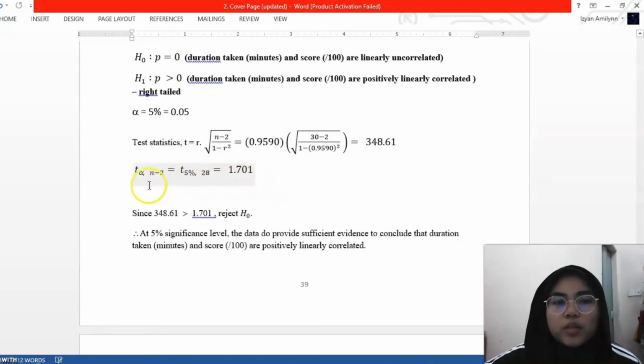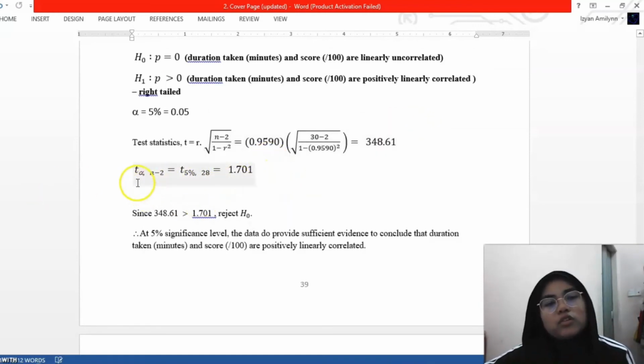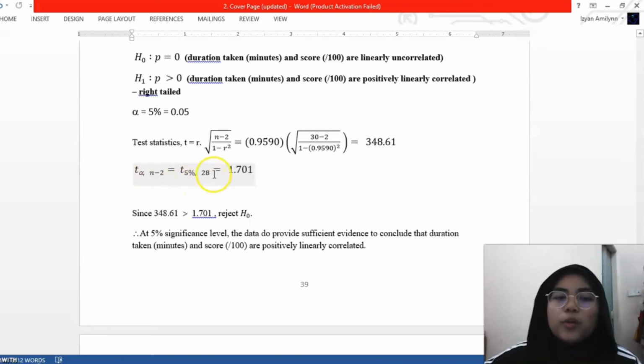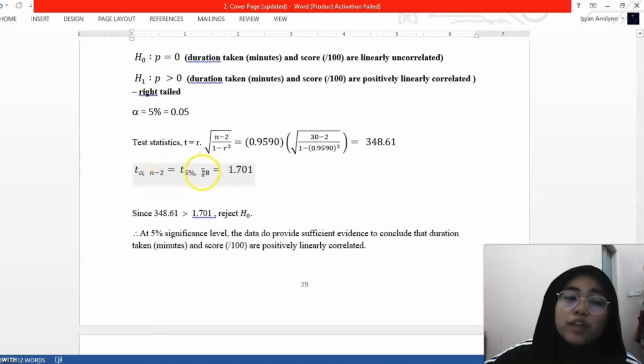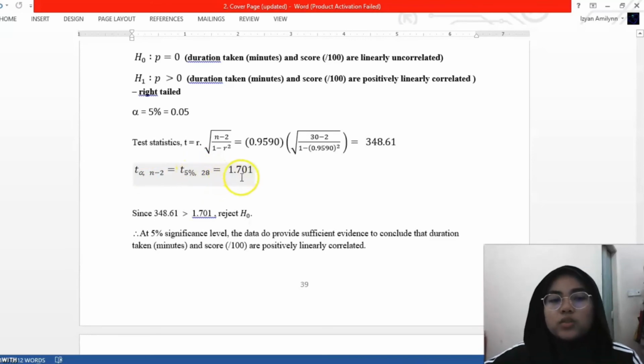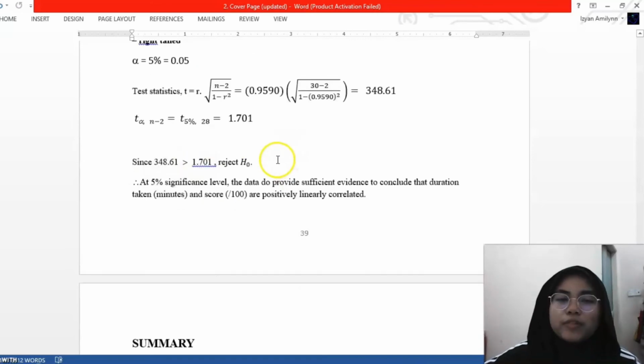The next step is we need to find the critical value, t with significance level, comma, n minus 2. So it looks like this, t 0.05, comma 8. The 8 is because we subtract 2 from n, which is n minus 2. We got the value for t 0.05, 8 over here, equals 1.701. Since 348.61 is greater than 1.701, we reject H0.